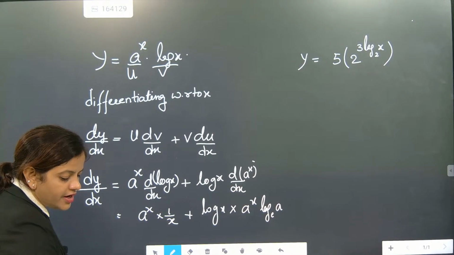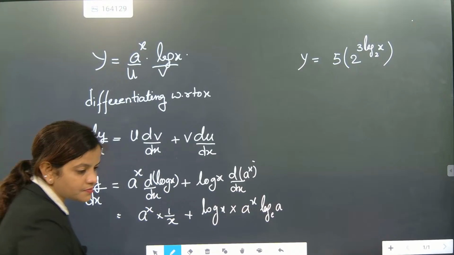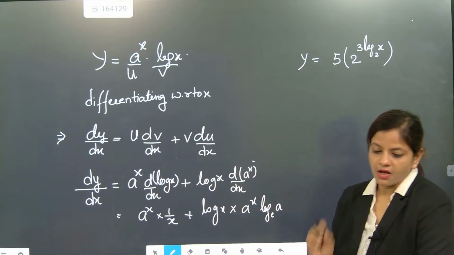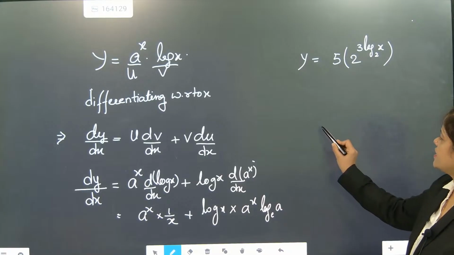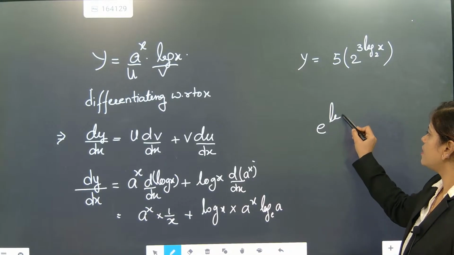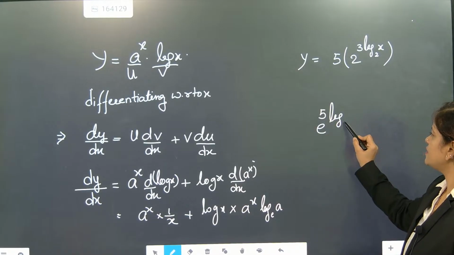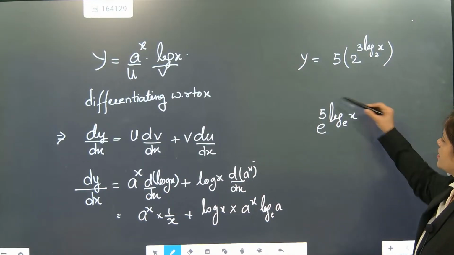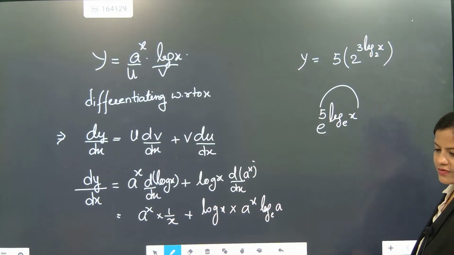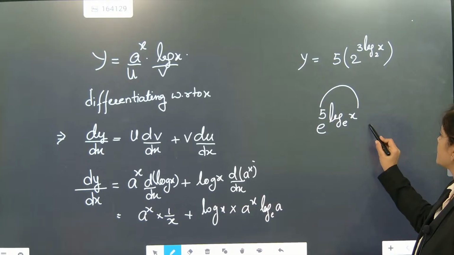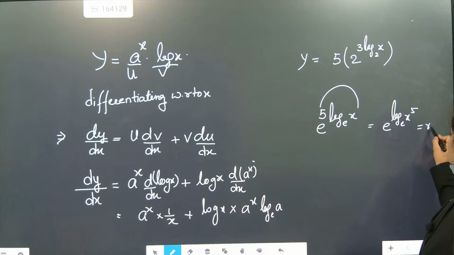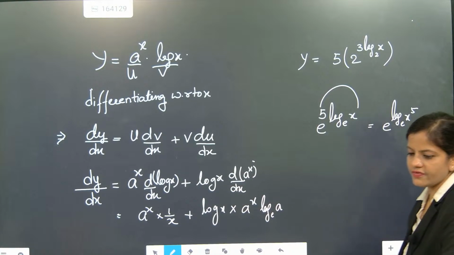Okay, one trick I taught you. That trick I am going to teach you. See, when a very simple technique is there, e to the power log, if 5 is there, then here base is there, x means, x to the power 5. So this one will become e to the power log base e x to the power 5. So x to the power 5 is there.